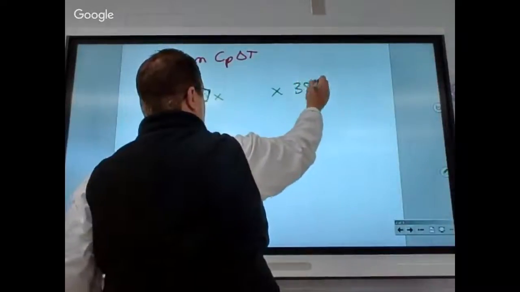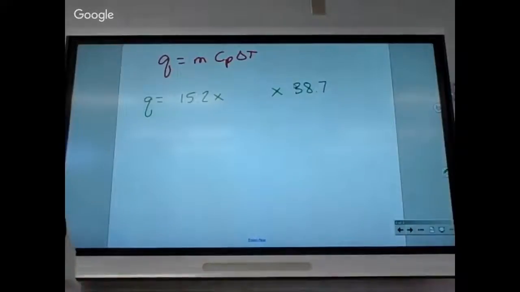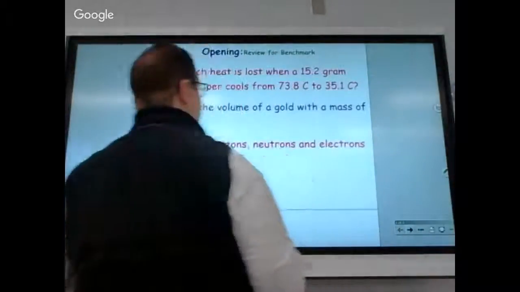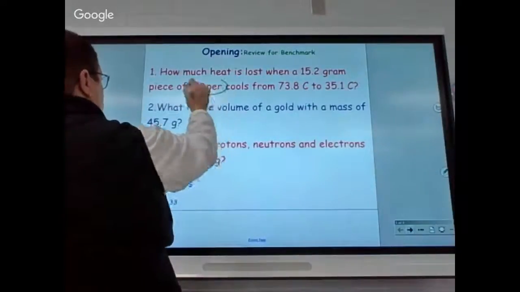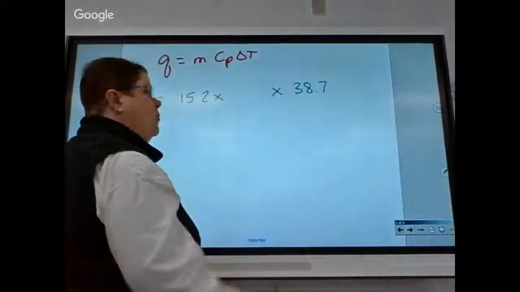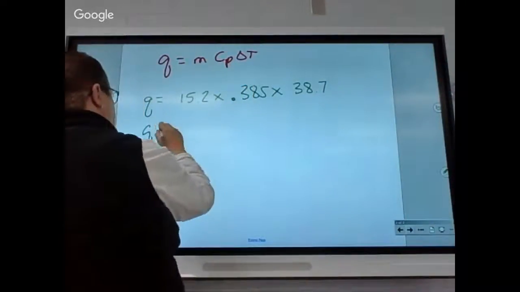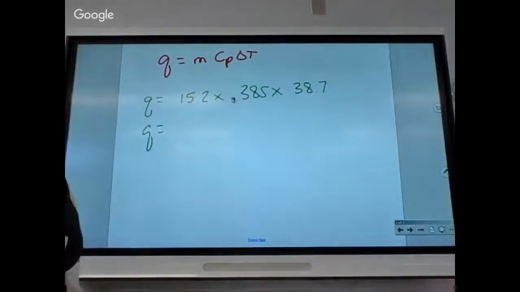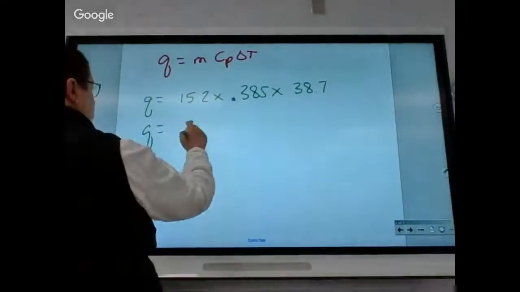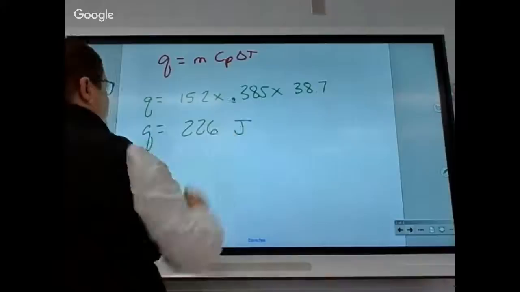So what did you get when you subtracted? 38.7? All right. So what do we do to get CP? Because there's no other numbers in the question. You look at it on the blue chart. So what element did I give you in the question? Gave you copper. So what's copper's specific heat? 0.385. All right. So all you have to do there is multiply. And what do you get? 226. And what unit goes on it? Q is a J. Joules.